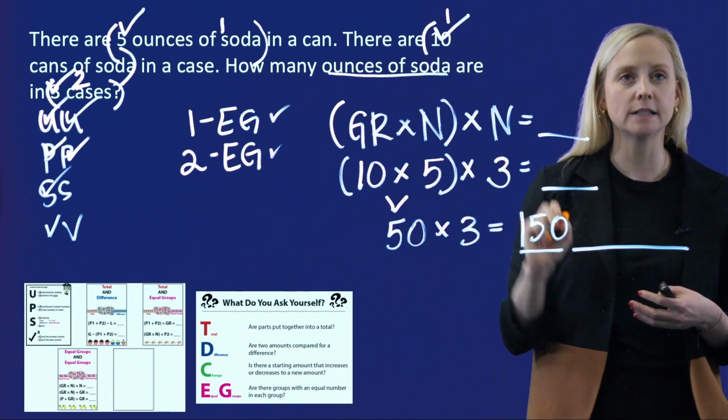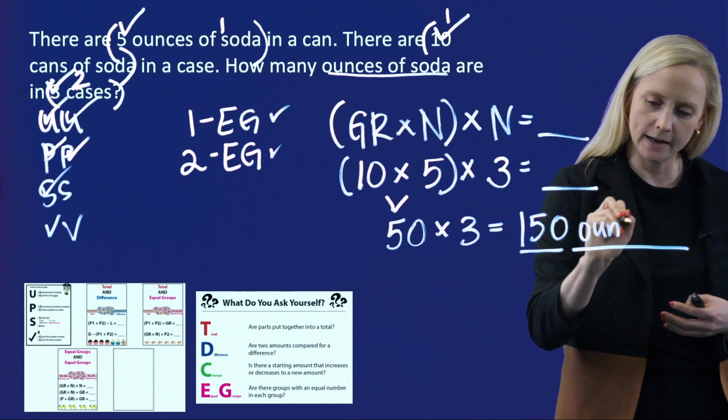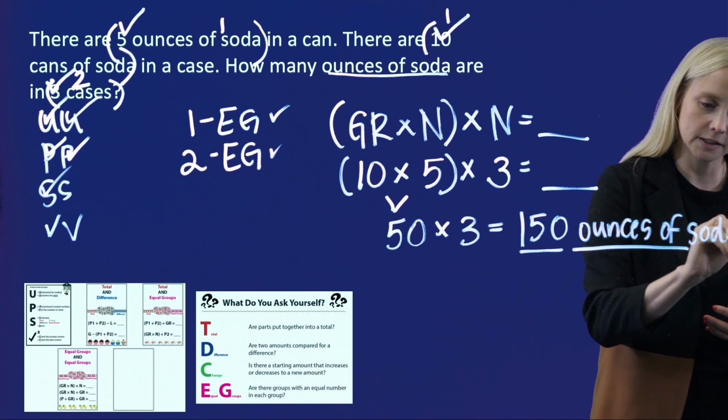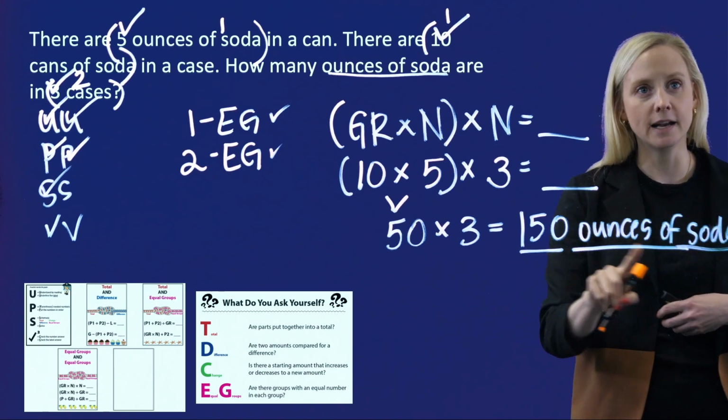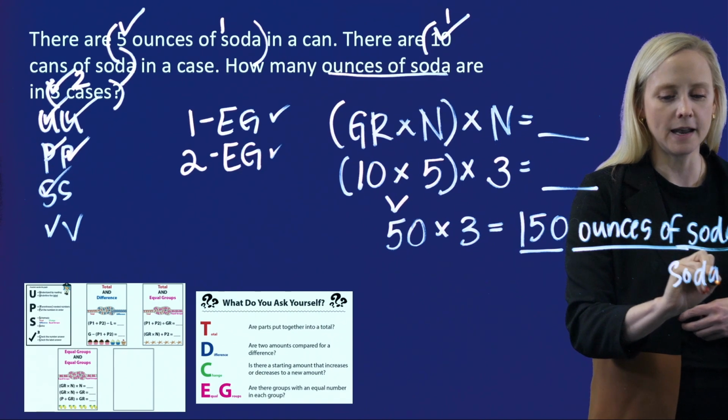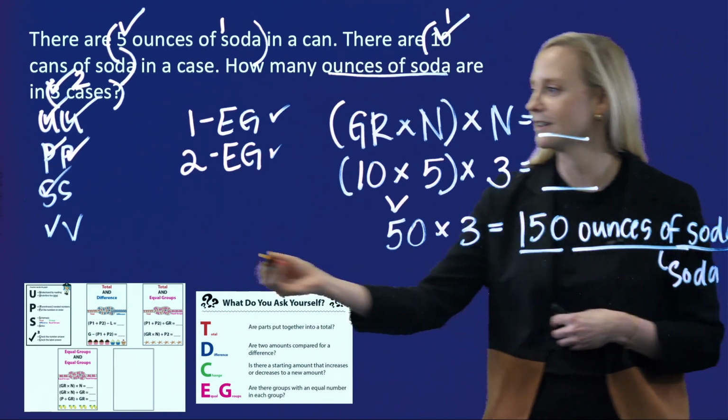My label, I said, was ounces of soda. I don't want my number to be lonely, so I need to write my label, ounces of soda. I have my number answer and my label answer, and soda is kind of scooting off the page, so I'm going to write it again down here.